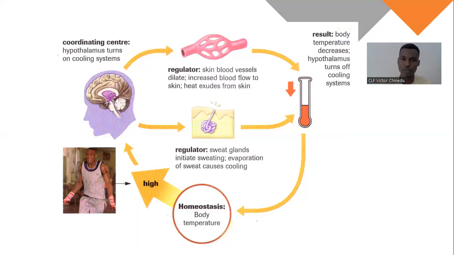Why? Your body, your brain is actually telling your sweat glands to initiate sweating, causing water in your body to evaporate onto your skin. And that has a cooling effect, calming the temperature. And when that happens for a while, your temperature starts to drop off and then your body starts to cool. So this is an example of a homeostatic pathway.